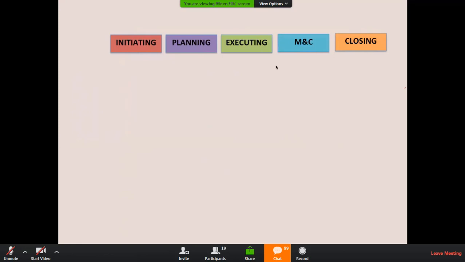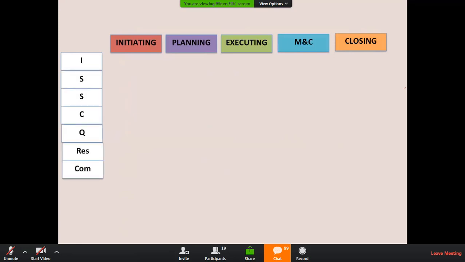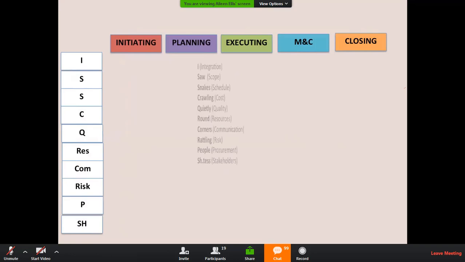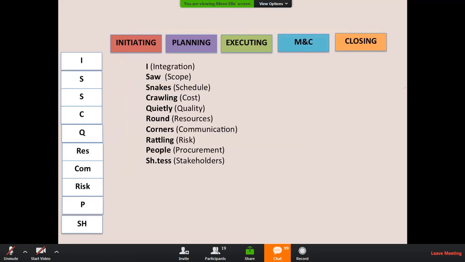I'd practice sorting the 5 process groups. Then I'd practice sorting the 10 knowledge areas, just like page 25 of the PMBOK guide. I probably would develop a funny phrase to help me remember the names of the knowledge areas. So I saw snakes crawling quietly round corners, rattling people, and you can see the rest.